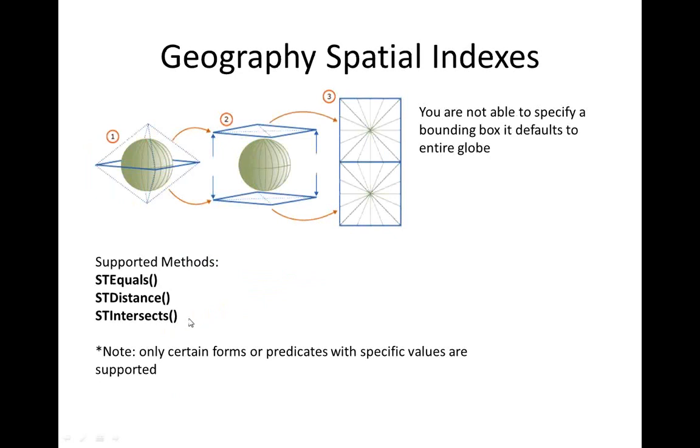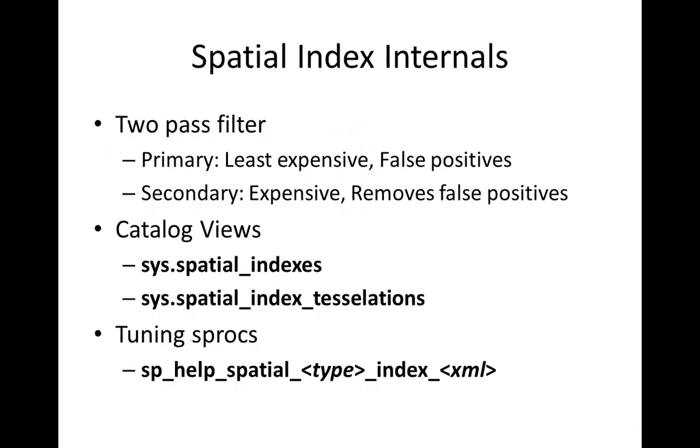There's only certain methods, like intersects or distance, that can actually support the use of spatial indexes. And they need to be in a certain format, so it needs to be equal to 1. You can't say not equal to 1. That'll basically preclude you from using a spatial index. So you want to make sure you use certain query formats, and that's all outlined in some of the references I have.